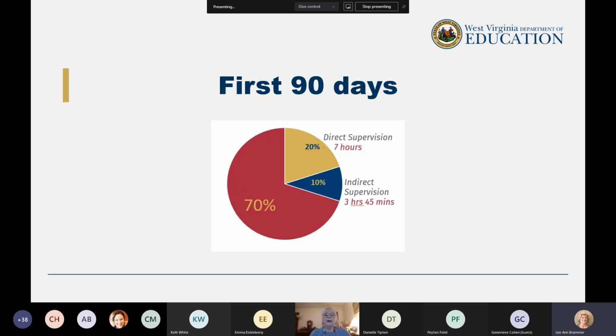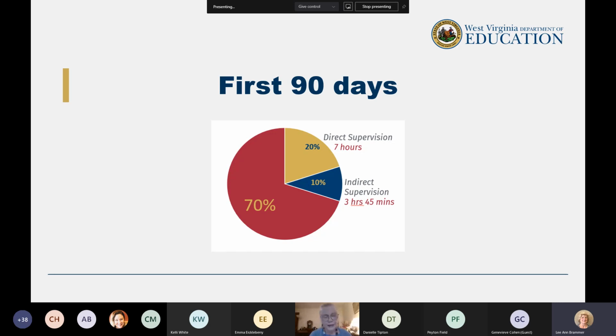So for example, if you're looking at 20% of the direct student contact, give or take, it might be 7 hours based on how much back-to-back therapy the SLPA has. And the indirect supervision might be as much as, well, if you're working a 35-hour work week, it would be about 3 hours. So that's a lot. I mean, I don't think we realize what that translates into when we're talking about direct and indirect supervision. So that's the first 90 days.